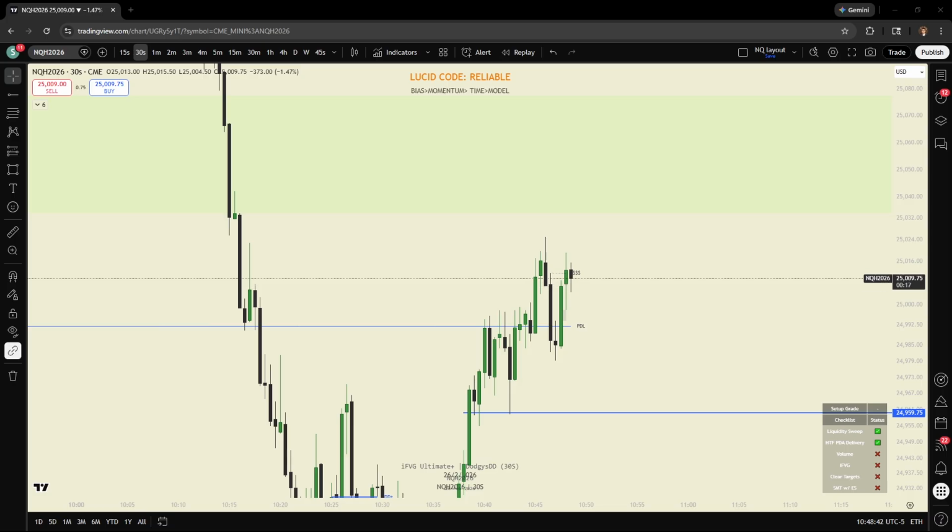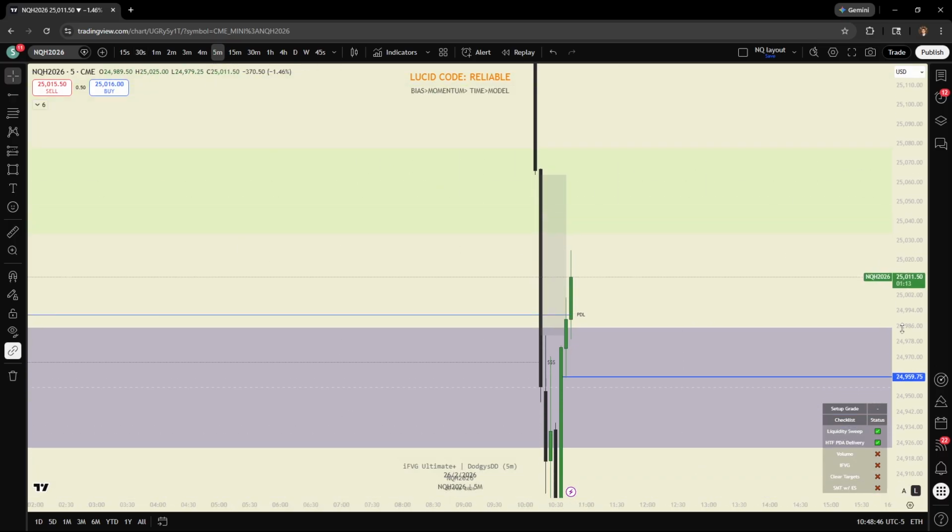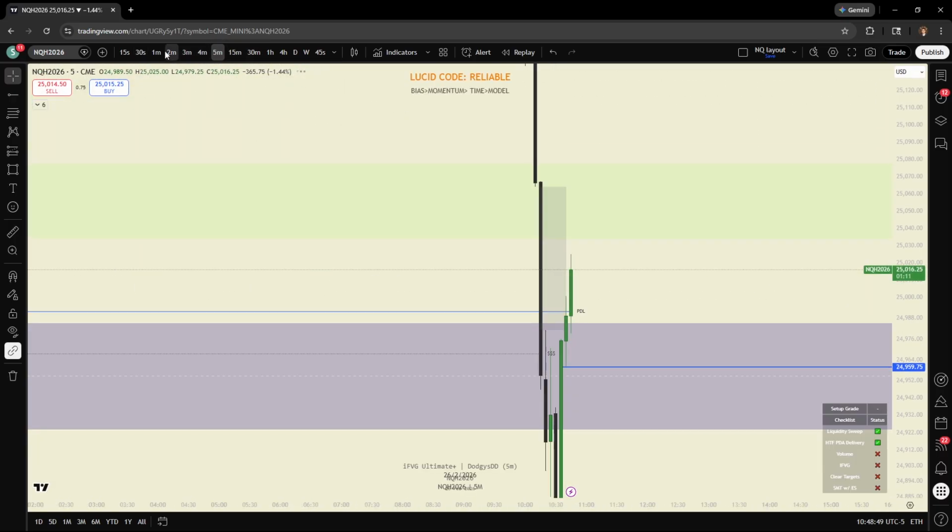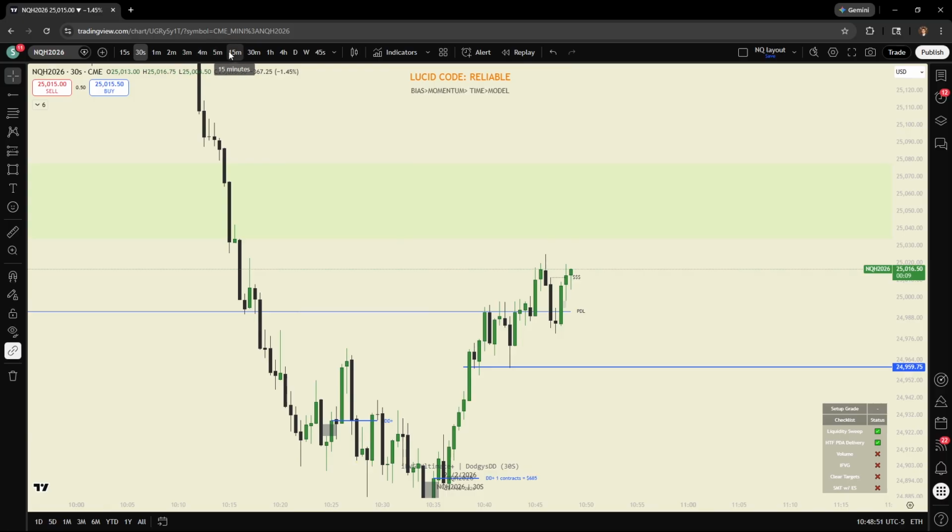I think the only setup there that you could have taken was that 30-second. You're basically gambling on these gaps breaking. You know, the 15, the 5. I think the reason we got that pullback there was because of the 15-minute getting put in.